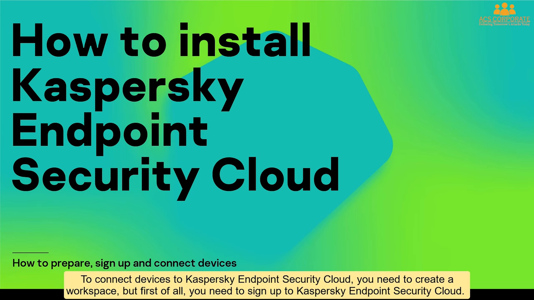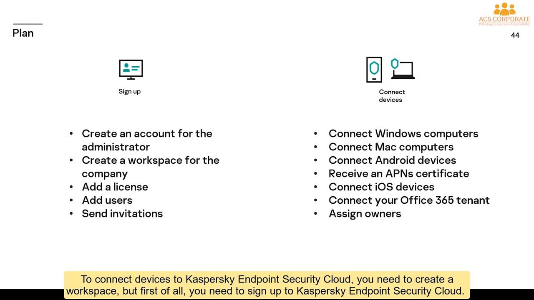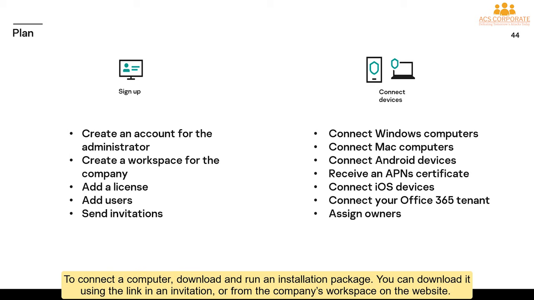To connect devices to Kaspersky Endpoint Security Cloud, you need to create a workspace, but first of all, you need to sign up to Kaspersky Endpoint Security Cloud. To connect a computer, download and run an installation package. You can download it using the link in an invitation, or from the company's workspace on the website.